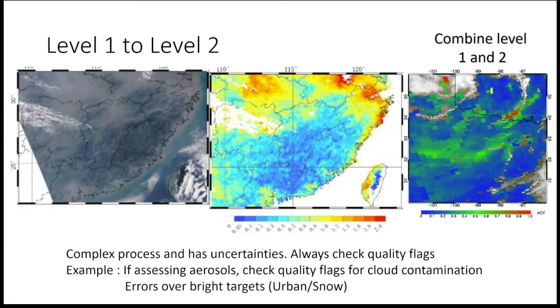And then you can also very cleverly combine level 1 and level 2 data, where the visible image is in the background. That's where the white color for the clouds comes in, and you superimpose the aerosol optical depth on top of that. So key takeaway points: the conversion of level 1 to level 2, whether it's aerosol optical depth, whether it's cloud liquid water, cloud particle size, is complex and has uncertainties.